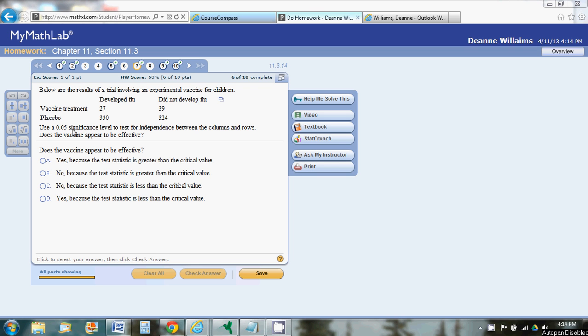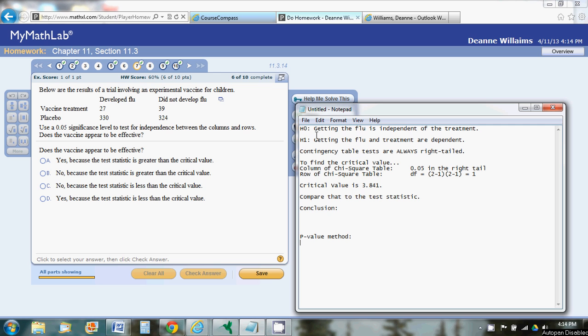of treatment. So we actually are going to look at the hypothesis, or the null hypothesis, which is getting the flu is independent of the treatment, and the alternative, which is that those two things are dependent. Contingency tables are always right-tailed, so that's something to keep in mind when we're talking about significance level and critical values. To find the critical value here for our table, we're going to use a chi-square table.